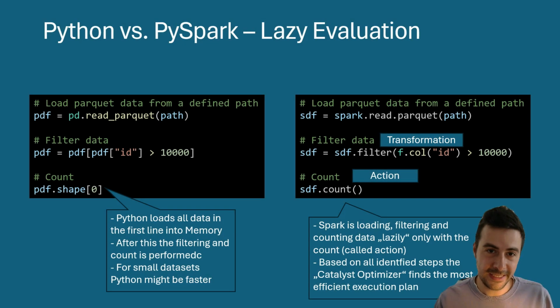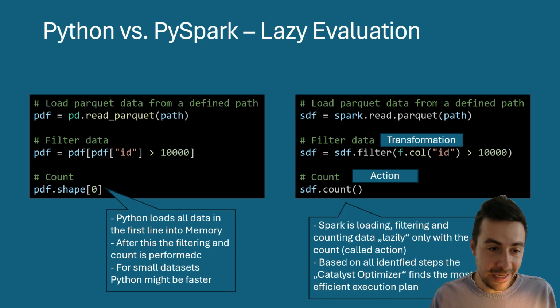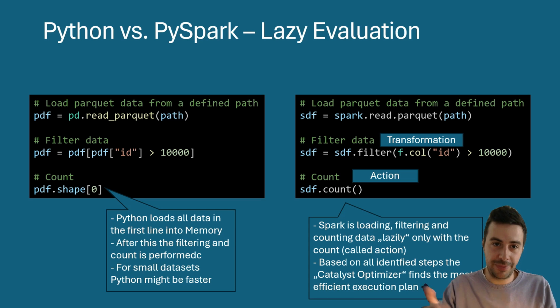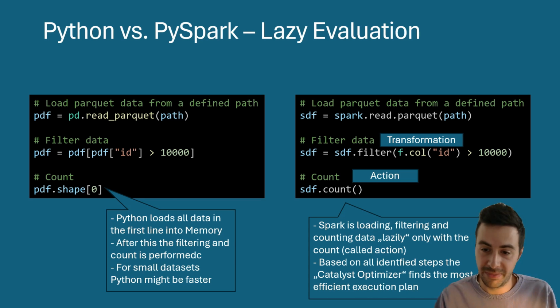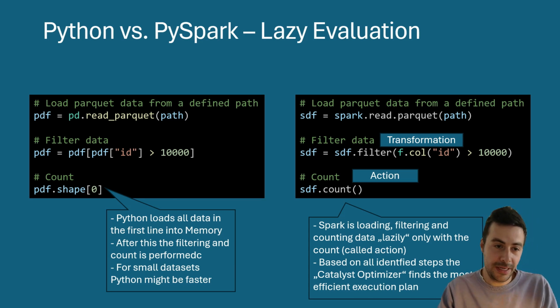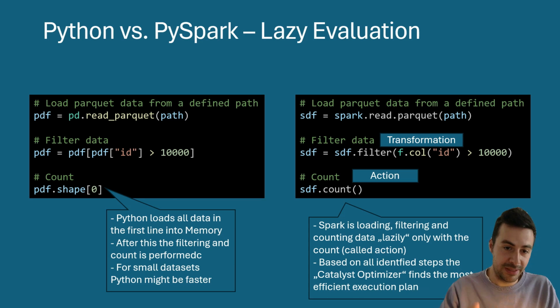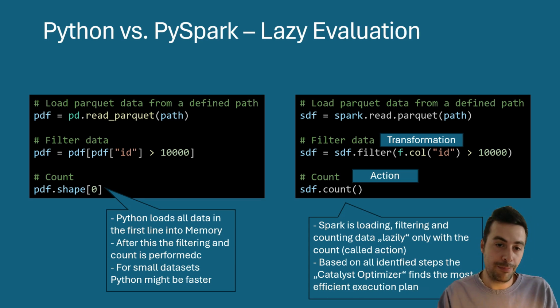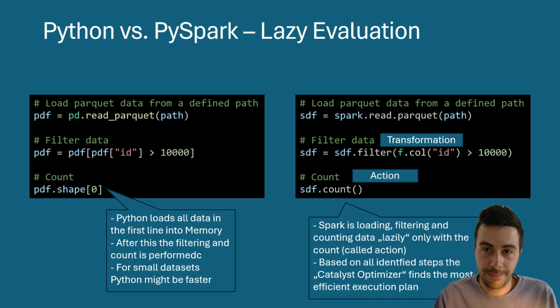All right, let's start with a short recap. So in the past, we learned about lazy evaluation, and the major difference, if we compare here two examples of Python and PySpark, is this: if you're reading, for instance, a Parquet file, and then do a filter, and then perform a count, Python is loading the data directly into memory, and then performs the transformations step by step. So whenever we run one transformation, Python is actually working. And PySpark is doing exactly the opposite.